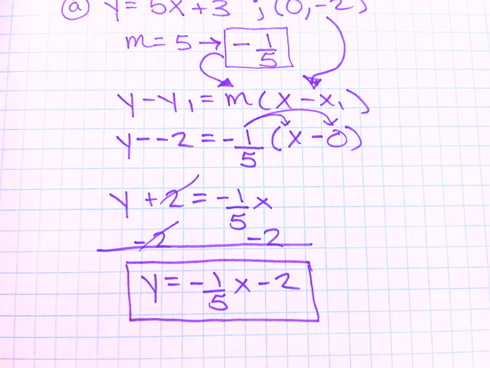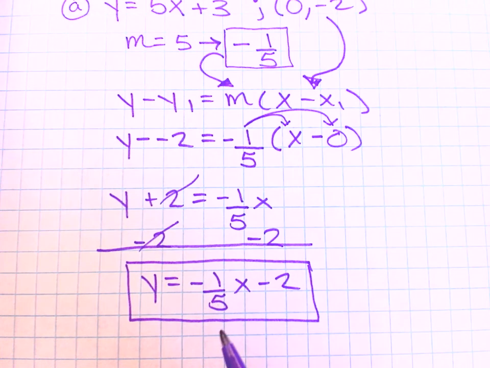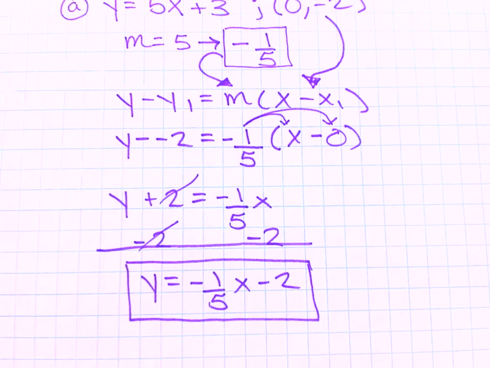And how do I know my answer is correct? Because the slope of the line they gave me is 5. The slope that I ended up with was negative 1/5. It's the opposite inverse. So I'm good. It's a perpendicular line. Simple, simple.